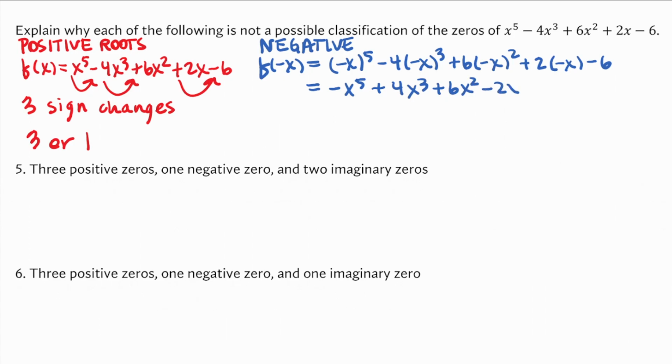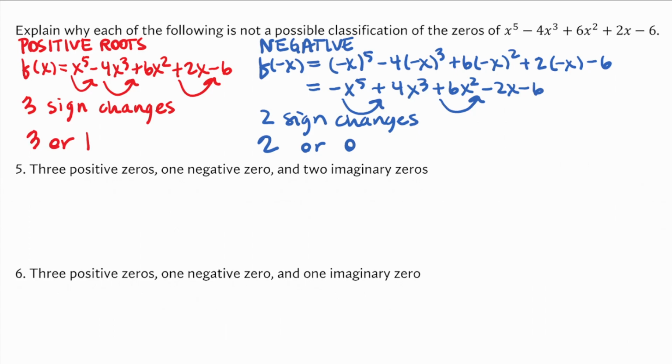Okay, negative 2x minus 6. So I've got 2 sign changes on f of negative x. That means I have 2 or potentially 0 negative roots.